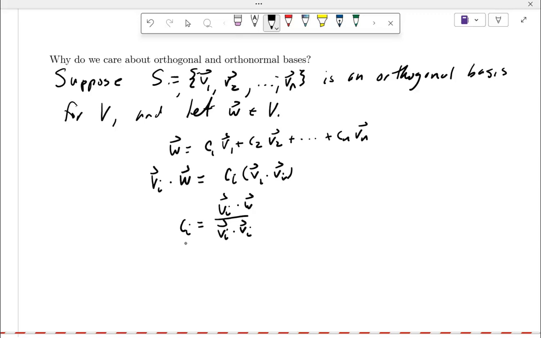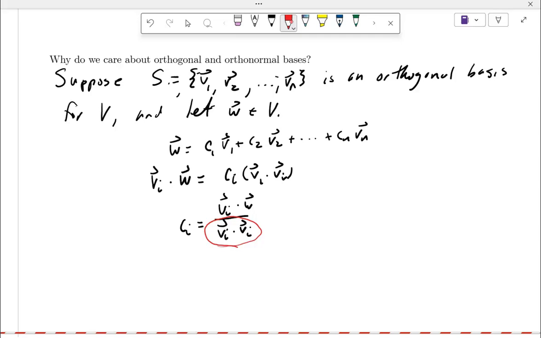So this is why we care. Your coordinates are basically the coefficient on the projection onto each basis vector. If it's orthonormal, what happens to this part? It's 1. Yeah. So notice that to find your coordinates with respect to an orthonormal basis, all I have to do is take your vector and dot it with each of the vectors in the basis, and I know what the coordinates are. Which makes it really easy. This is why we care.